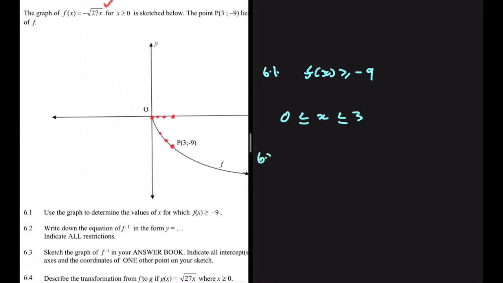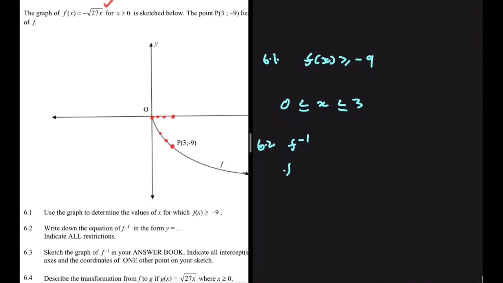Let's look at 6.2. Write down the equation of f inverse in the form y equals to. Indicate all restrictions. Right. So f of x, we know at this point, is equal to minus the square root of 27x. To find the inverse, we need to swap x and y. So in place of y, we're going to put x, and in place of x, we're going to put y. Now the only thing that we need to do is to make y the subject of the formula, and by doing so, we would have found the inverse.